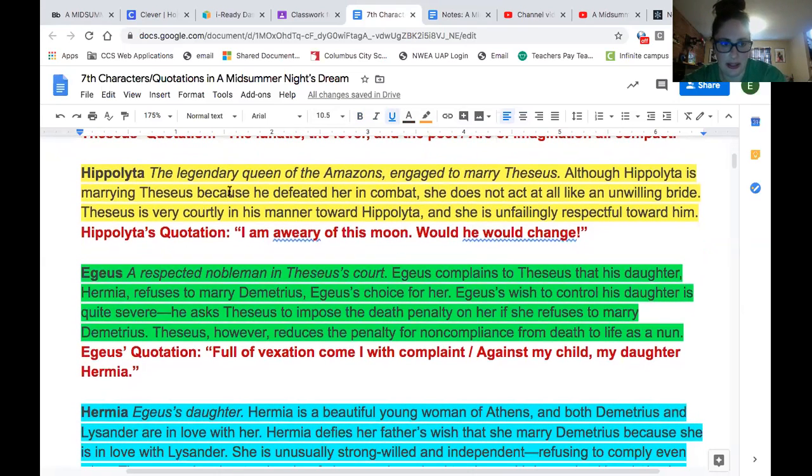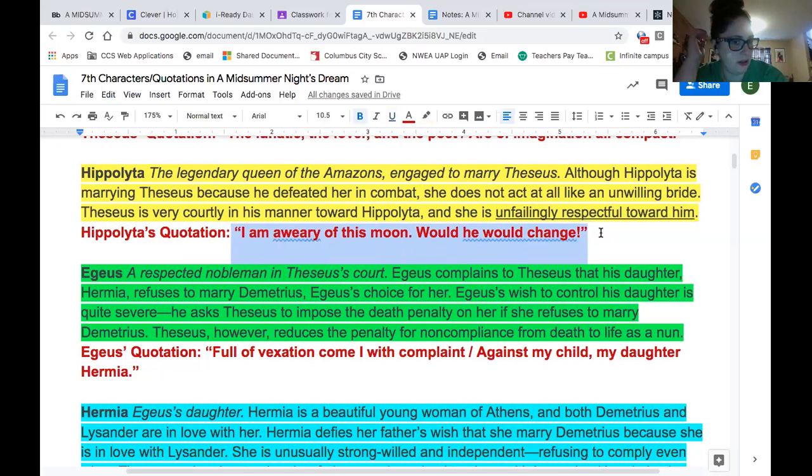Okay, Hippolyta is the legendary queen of the Amazons, engaged to marry Theseus. Although Hippolyta is marrying Theseus because he defeated her in combat, she does not act at all like an unwilling bride. So, meaning that she's not unhappy about this. She's like, okay, sure. Theseus is very courtly, so he's very romantic in his manner toward Hippolyta, and she is unfailingly respectful toward him. So she's not upset that they're getting married. Do you follow me? Yeah. Okay.